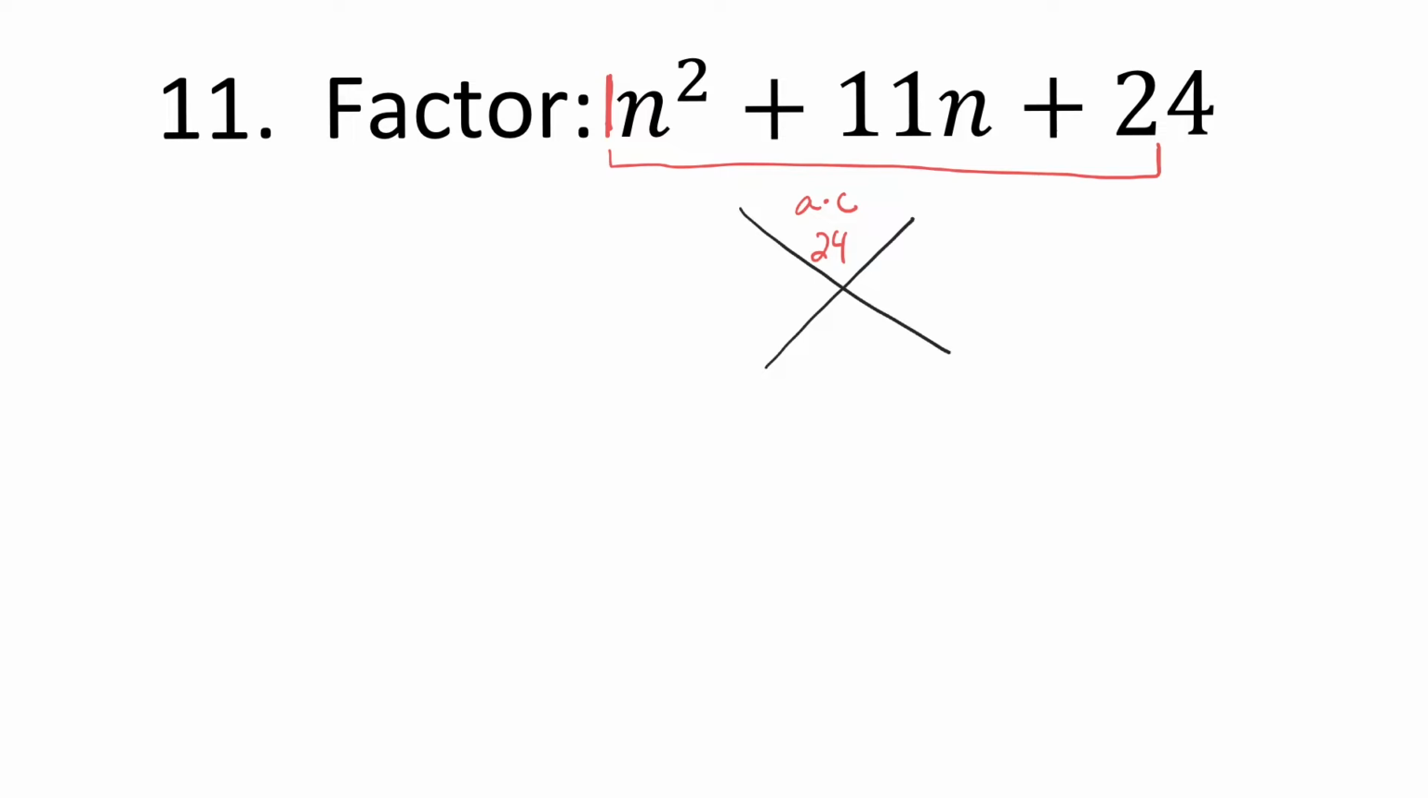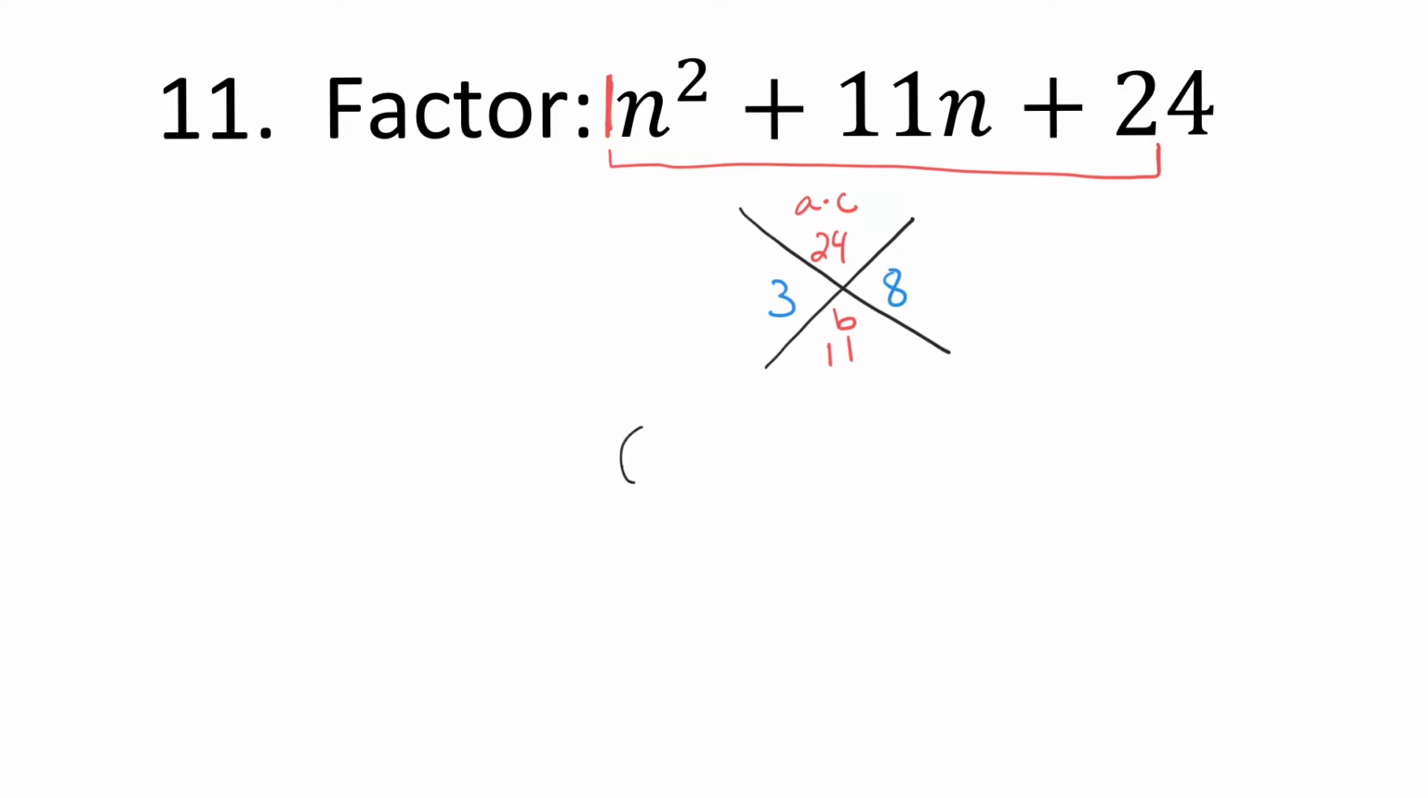Make sure you check your signs. This is a positive 24. And on the bottom, you write your b value, the one with the variable that has an exponent of 1. So I'm looking at this term right here, 11n, and it is a positive 11. Now I'm going to find two factors that multiply to 24 and add up to 11. I am thinking of 3 and 8. 3 times 8 is 24. 3 plus 8 is 11. So it works. You can factor this quadratic trinomial.